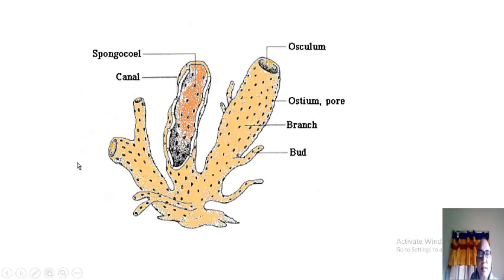If you look at this, this is how the animal's features look. The osculum is an outer opening, and the body of this animal has a lot of pores, which are called ostia or the pores. Within the diploblastic body wall there is a canal system where water can pass into the body and come out of the osculum.